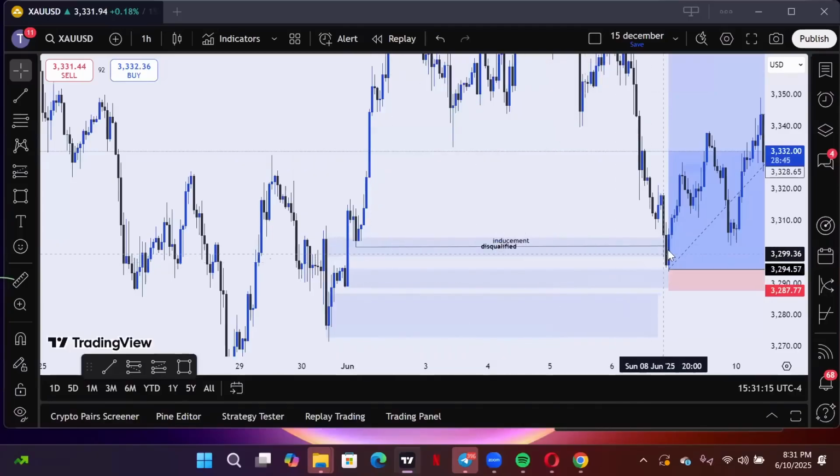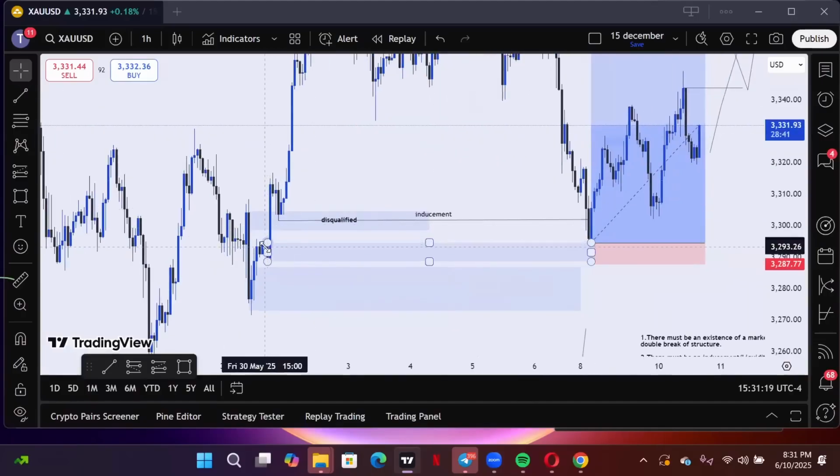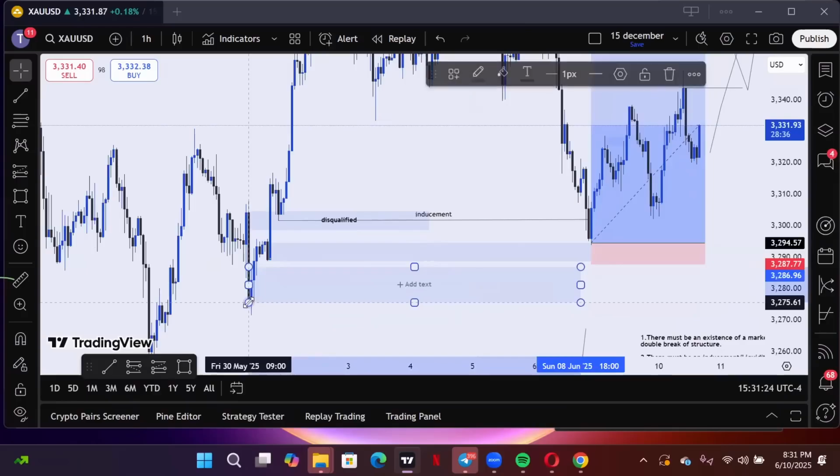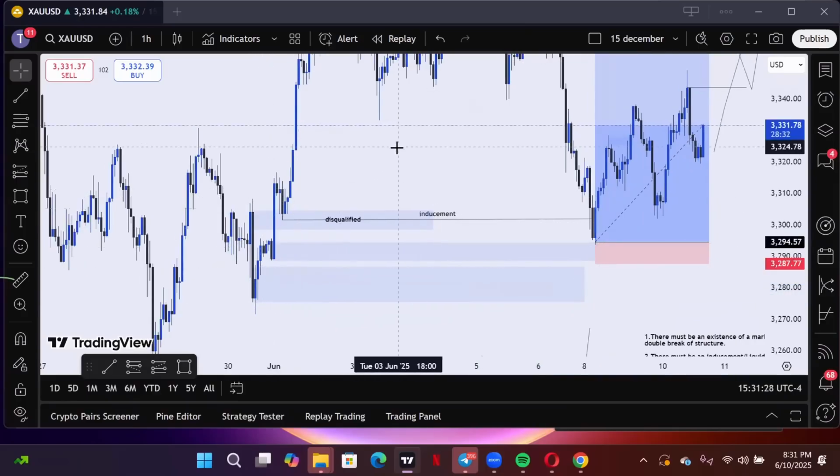Which now leaves only what? Only this other block here, and then probably this one down here. I wouldn't really call this another block, but it looks like a zone. There's also a possible zone. So it now leaves these two zones here.